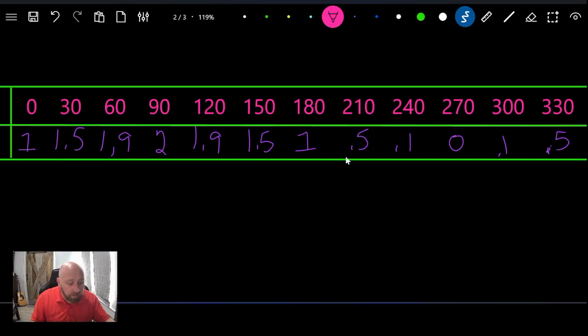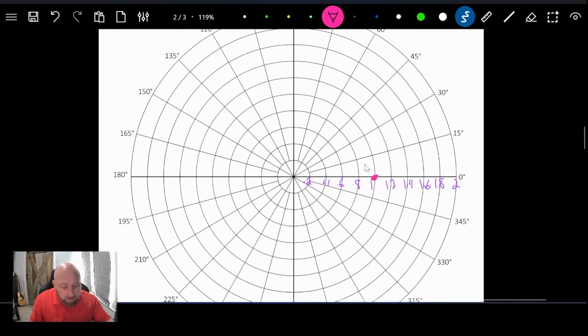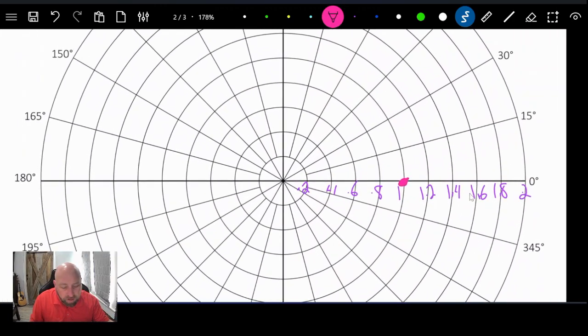At the 1.5, we're at 30 degrees. So at 30 degrees, we're going to be at the 1.5. So we're going to be in between the 1.4 and the 1.6, and we're up here at the 30 degrees. So we're somewhere right in here.